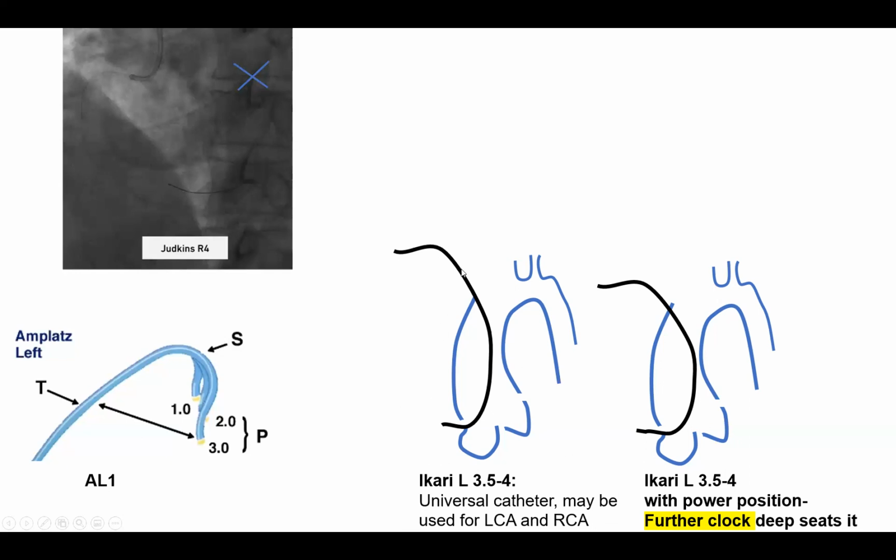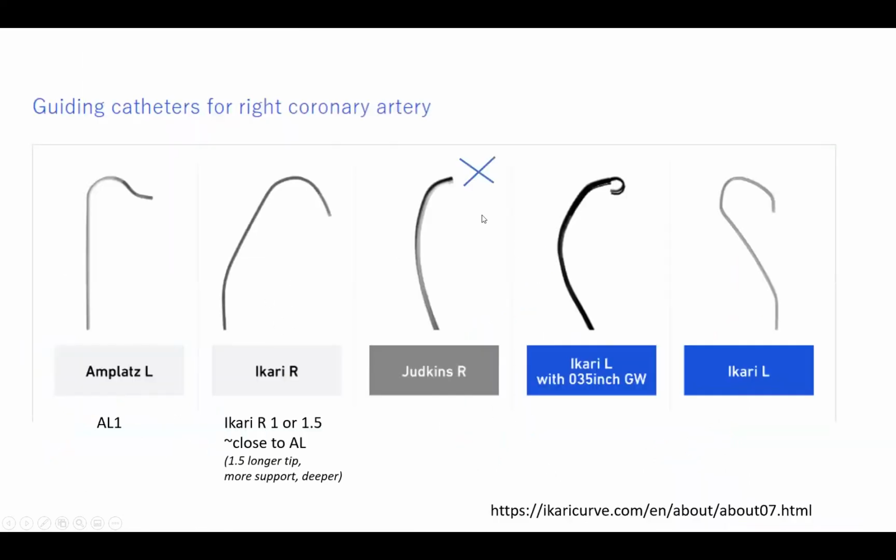Okay. So Amplatz left can be positioned like this, or it can be positioned deeper in a power position. If you further clock it, it will go deeper. So I'll describe those catheters a little more. So those are the guiding catheters for the right coronary artery. Again, not Judkins right. So we have Amplatz left 1, we have Ikari left, and we have Ikari right.